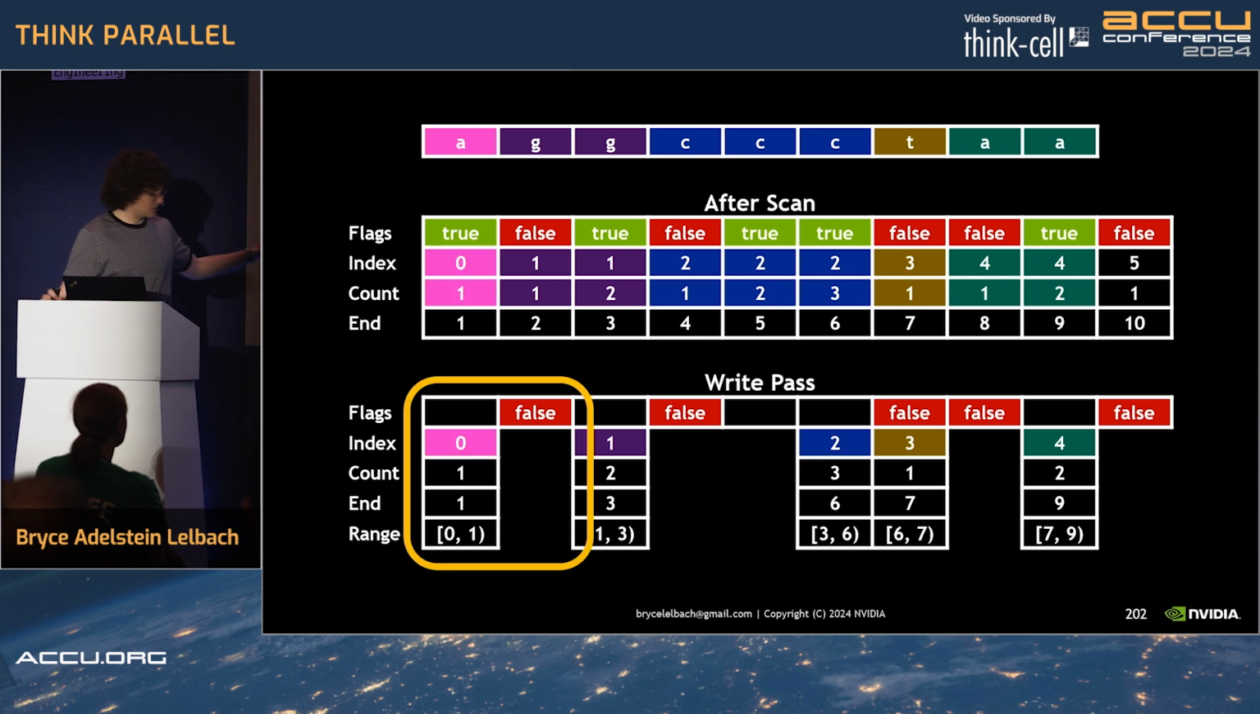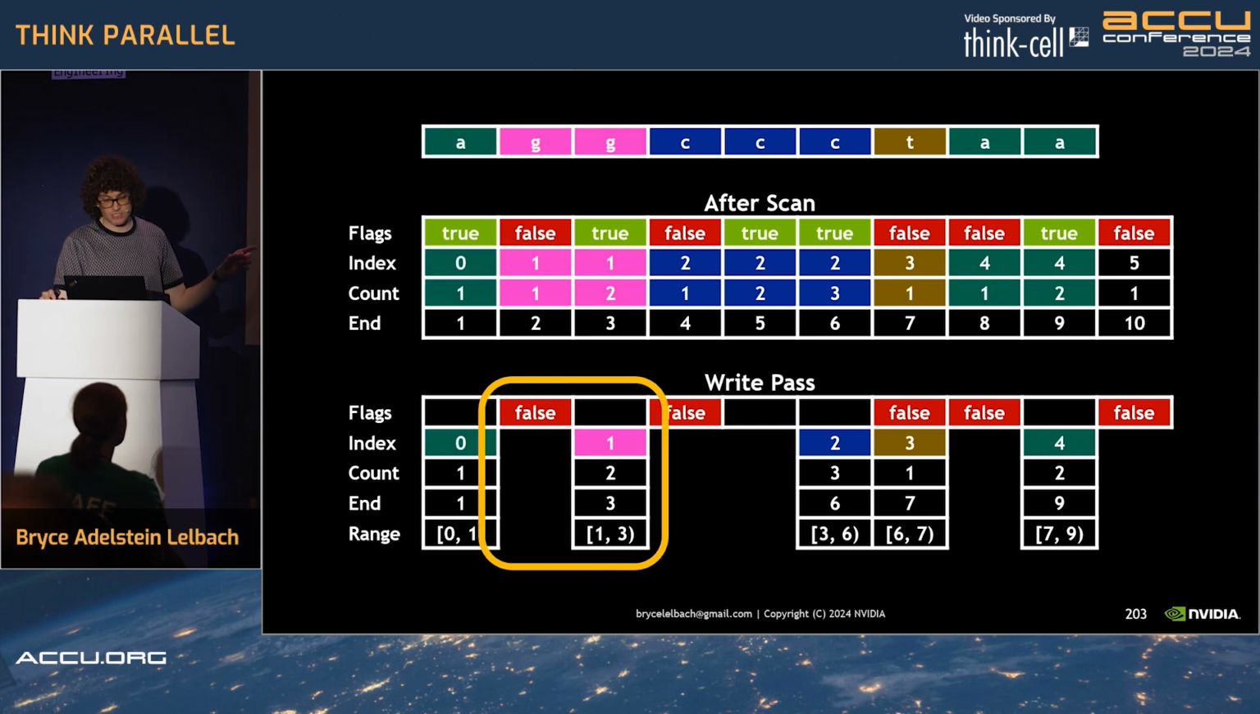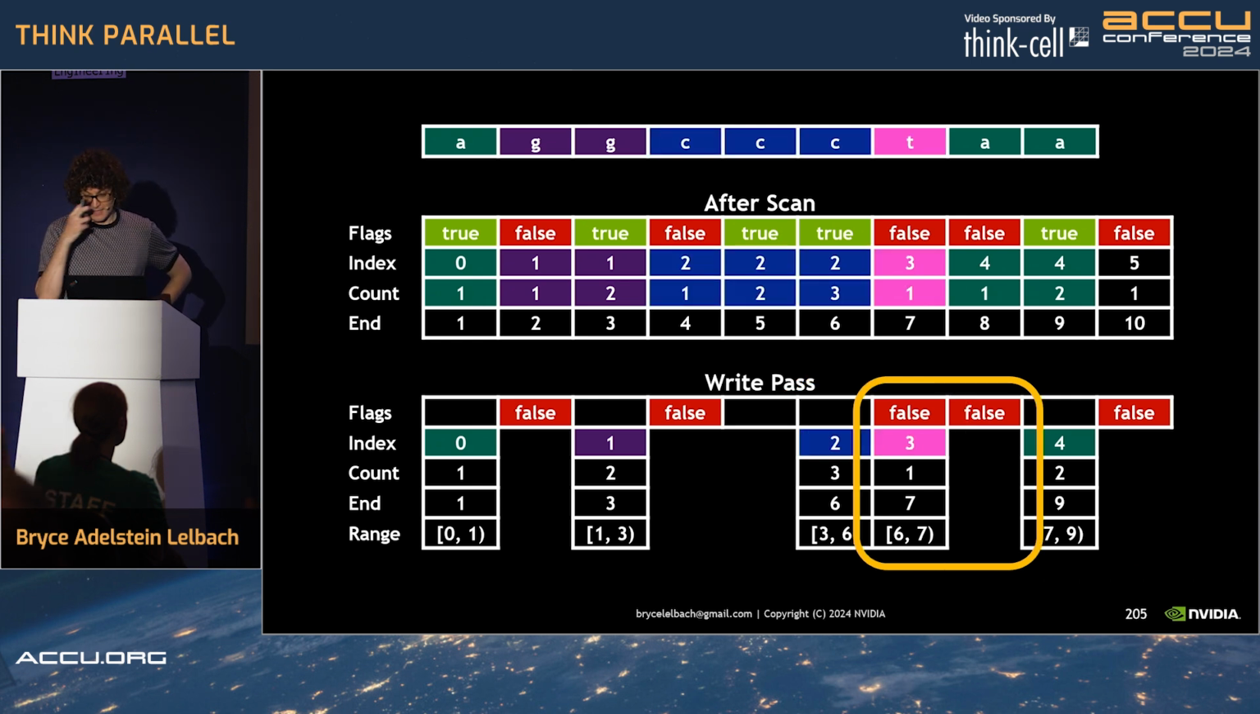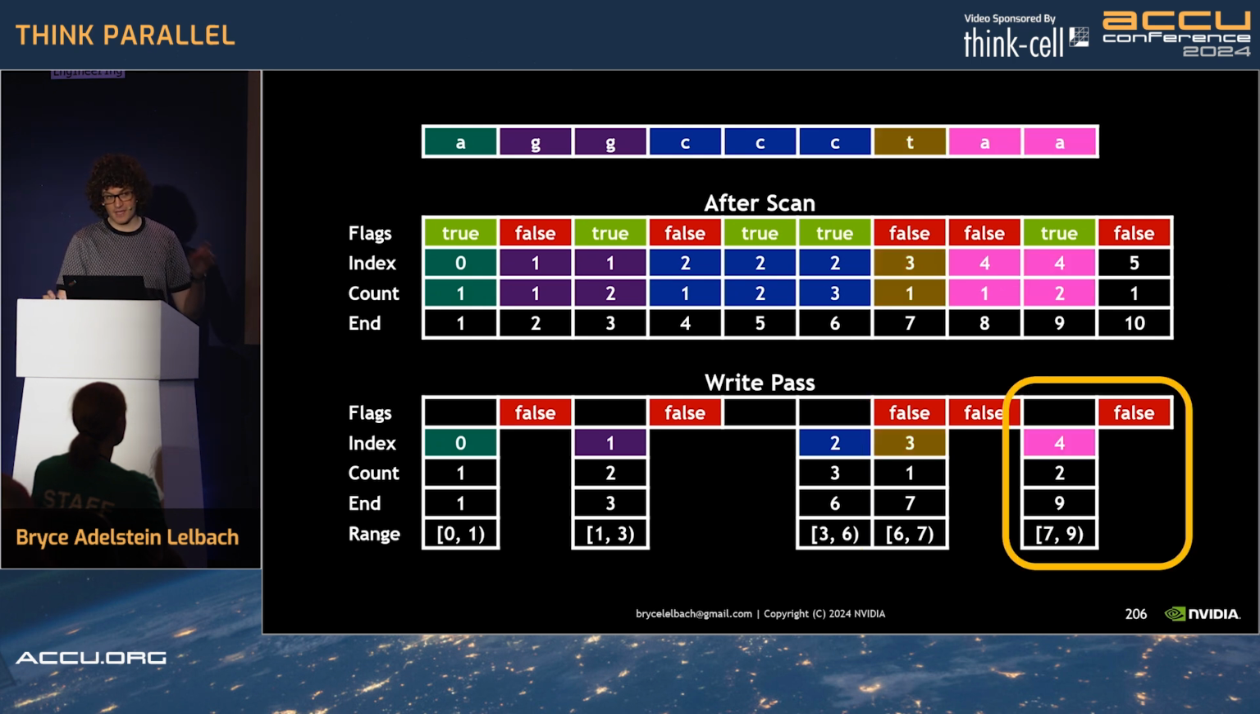So the first chunk starts at 0 and ends at 1 with a length of 1. The second chunk starts at 1 and ends at 3 with a length of 2. The third chunk starts at 3, ends at 6 with a length of 3. And the fourth chunk starts at 6 and ends at 7 with a length of 1. And the fifth and final chunk starts at 7 and ends at 9 with a length of 2.